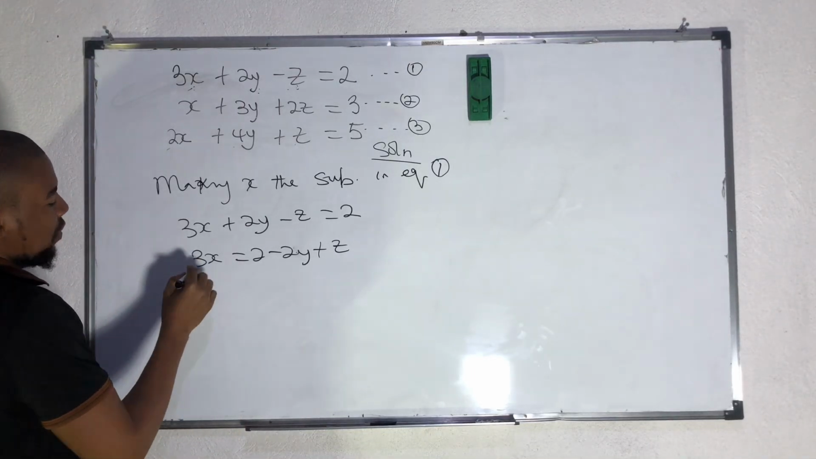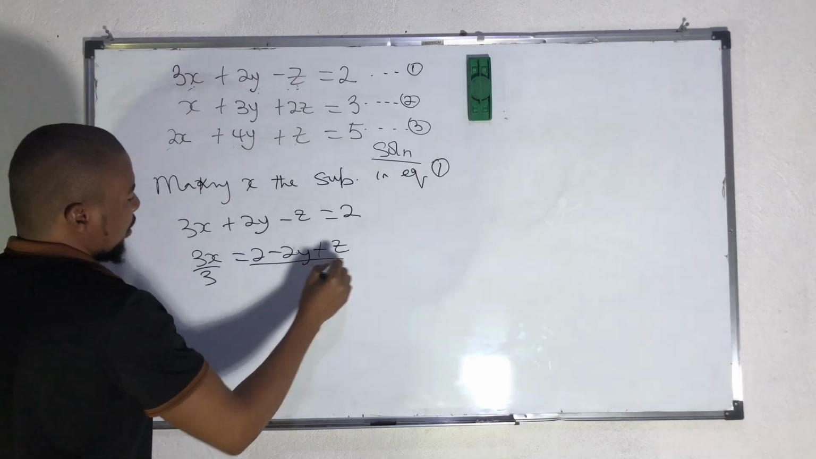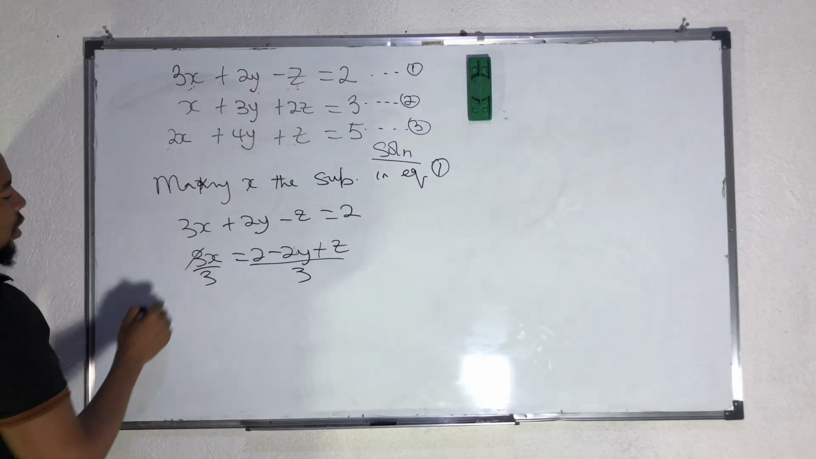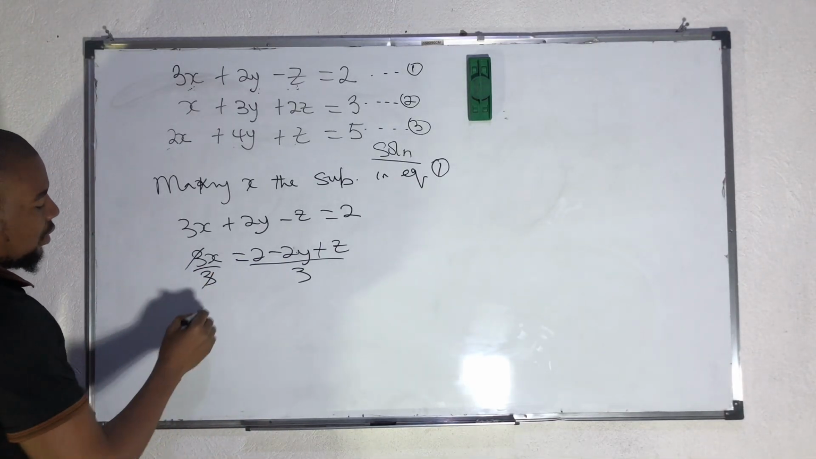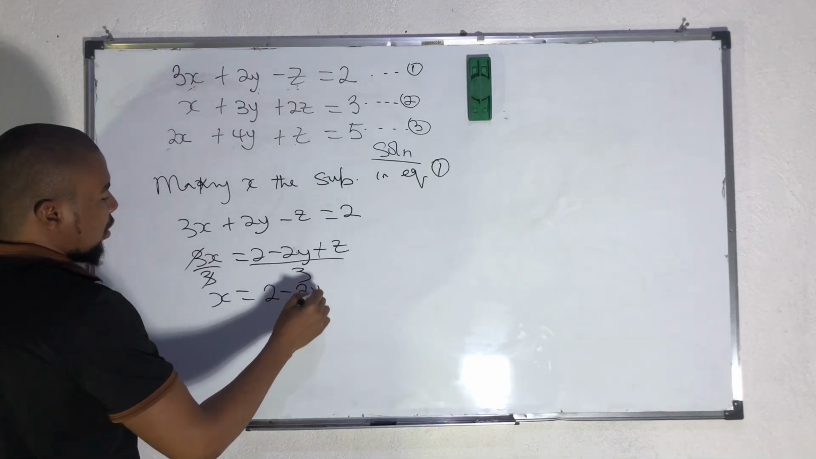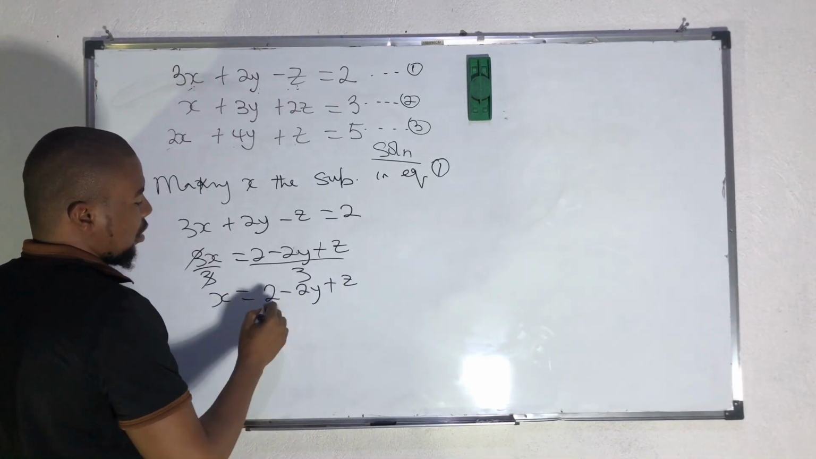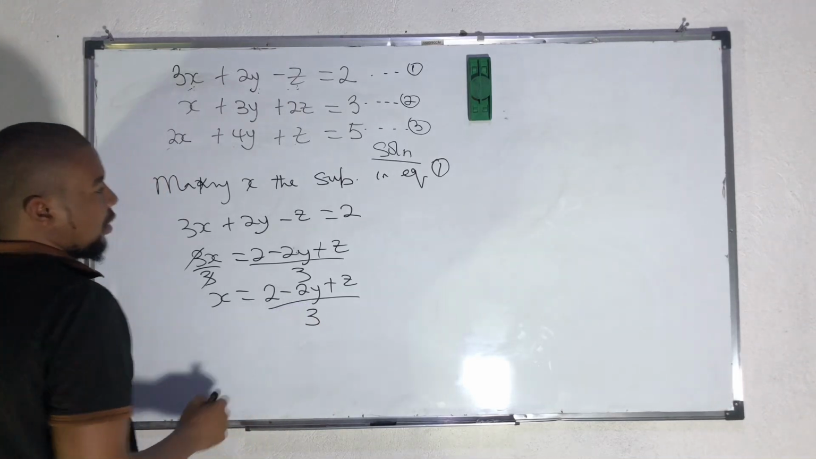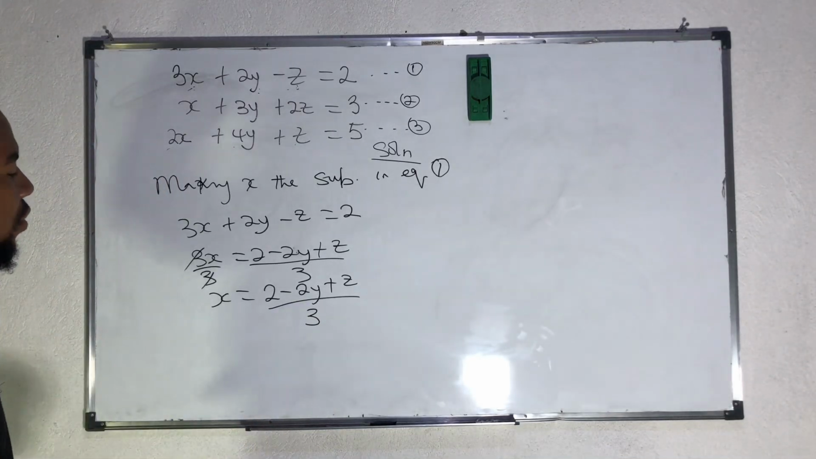To solve for x, we divide both sides by 3. The 3 on the left cancels out with this. We now have that x is equal to (2 minus 2y plus z) over 3. This is the value of x.